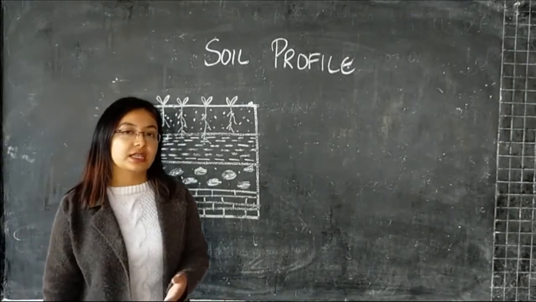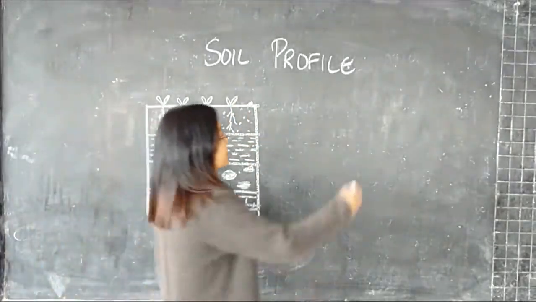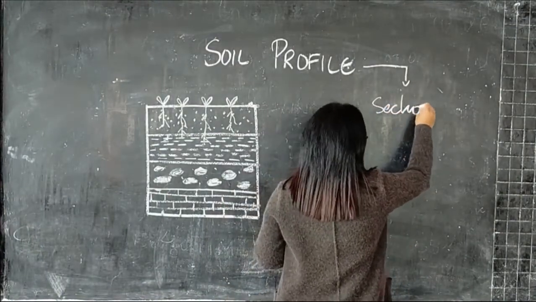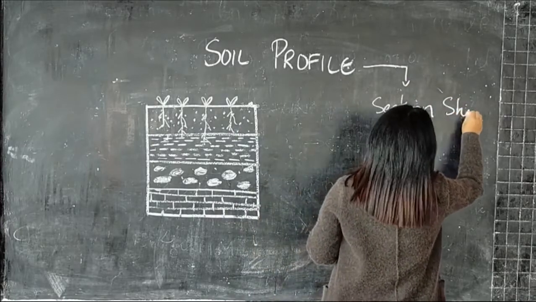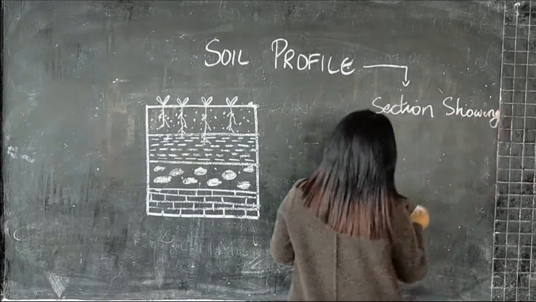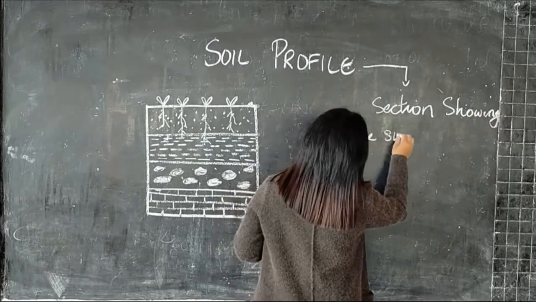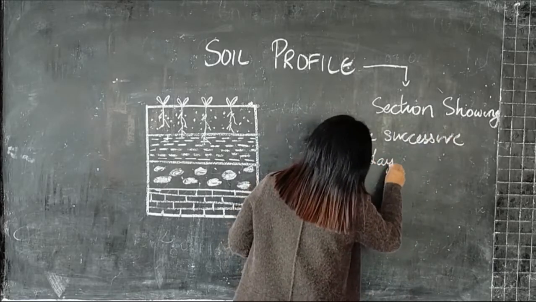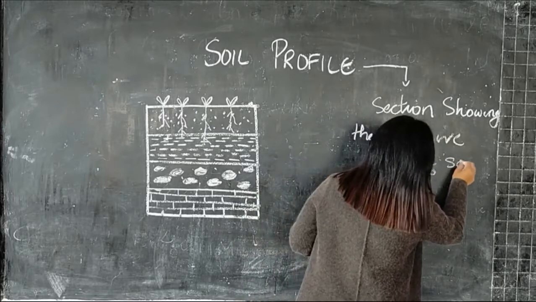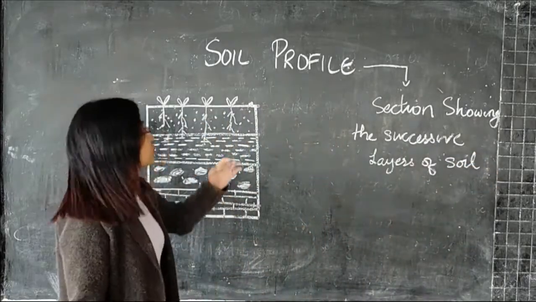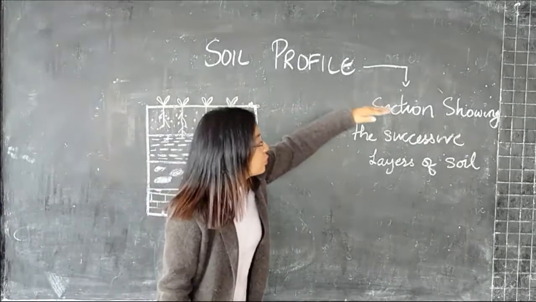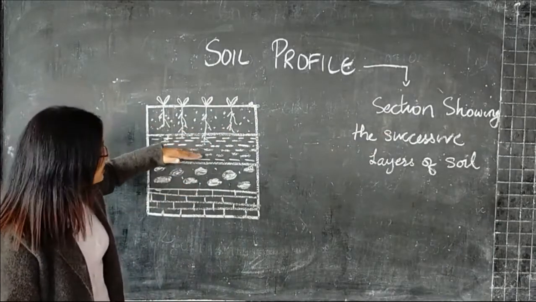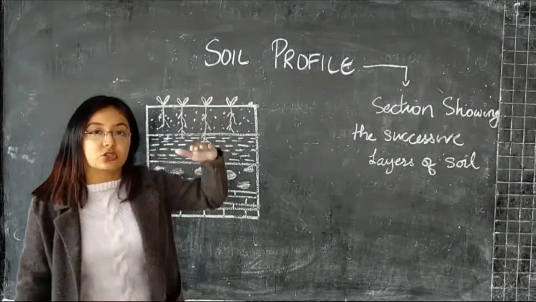Now let us move on to the next topic, that is the soil profile. Now what is soil profile? Soil profile is the section showing the successive layers of soil. So when we talk about the soil profile, it is a section showing the successive layers of soil. These successive layers of the soil are known as your soil profile.